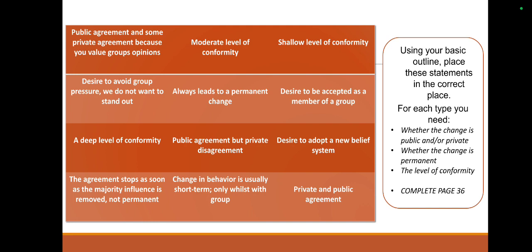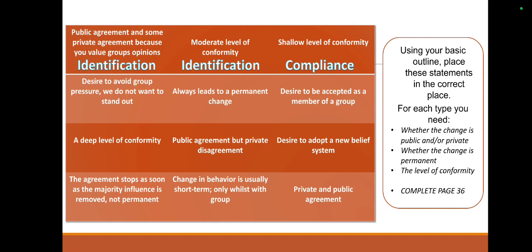So public agreement and some private agreement because you value the group's opinions. So I've already said to you that one of those types of conformity is about belonging and the want to belong. So this one, a public agreement because you value the other people's opinions, is identification. Again, I probably wouldn't write these in as we're going through, instead pause it when we get to the end. The next one along, moderate level of conformity, is also identification. The shallowest level of conformity, should be obvious, is compliance.